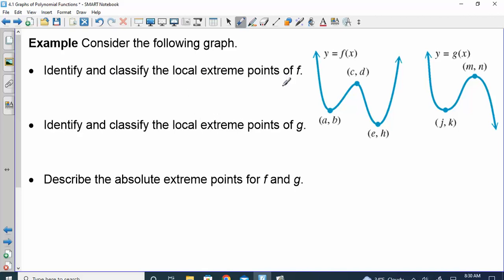All right, so I want you to identify and classify the local extreme points of F. So I'm asking you for the local max and the local min. Graph F is this first one. Local max, which ordered pair is higher than the one surrounding it? CD. How many local mins do we have? 2. This is the local min, and so is this, because they're lower than the surrounding points.